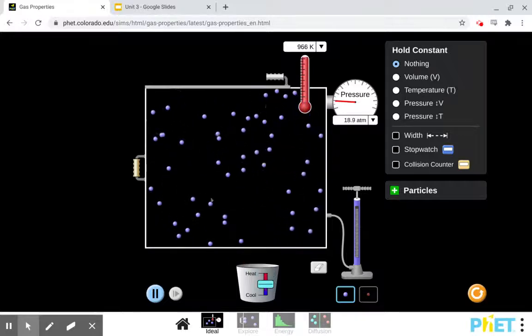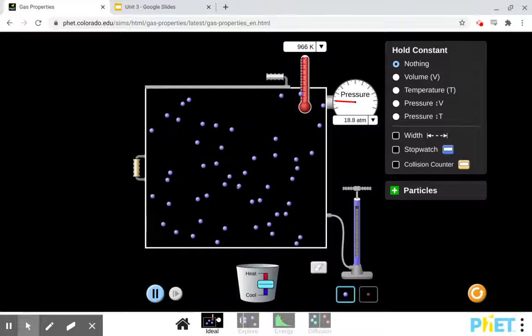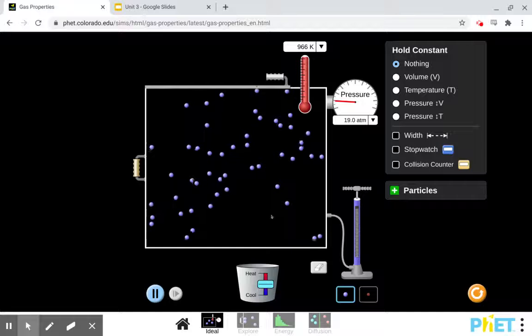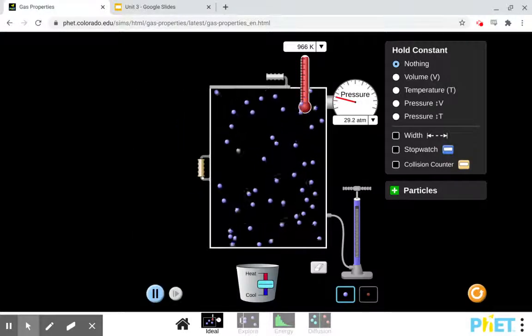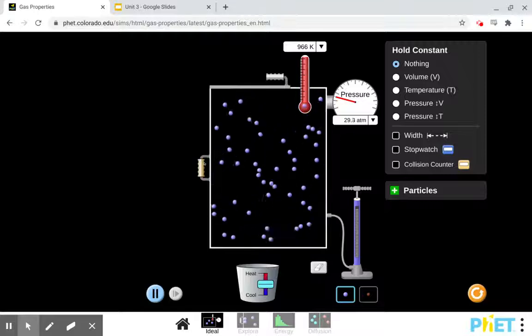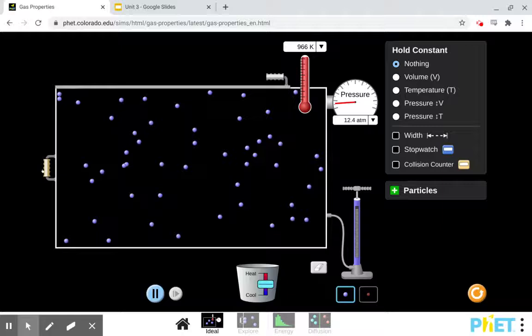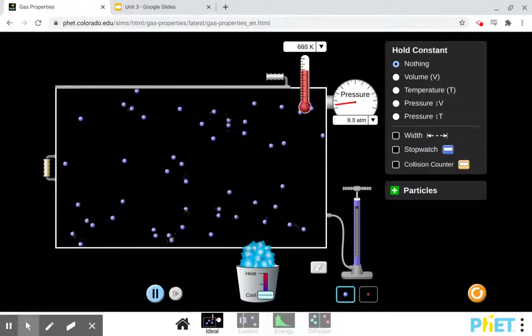One thing to notice, though, is that not every particle in here is moving at the exact same speed. Some are moving slower, some are moving faster. When they collide, they transfer their energy. If we were to make the container smaller, the pressure would go up. If we make the container larger, the pressure goes down. If we ice everything down, the pressure goes down.